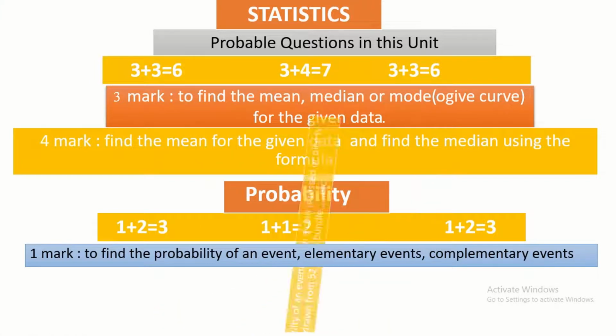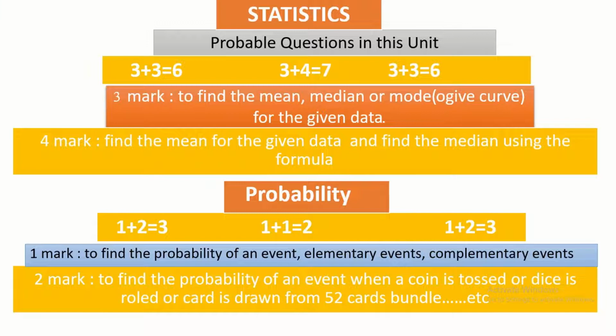And then for 2 marks question, they may ask to find out the probability of an event. That is, an experiment is given, that is a coin is tossed, or the 6 numbered dice is rolled, or in a 52 card set, 1 card is drawn from a bundle of 52 cards. Like this there are so many problems. They ask for the 2 marks question to find the probability of an event.